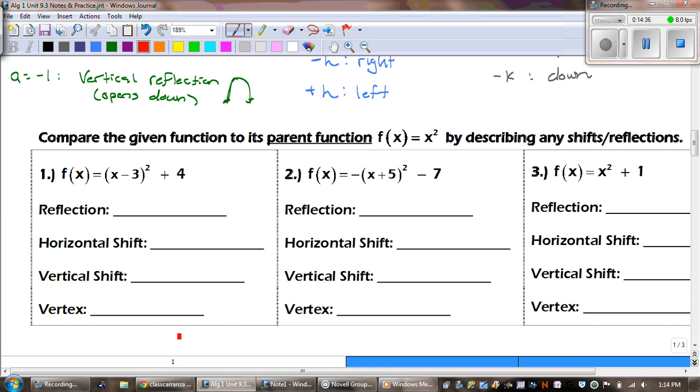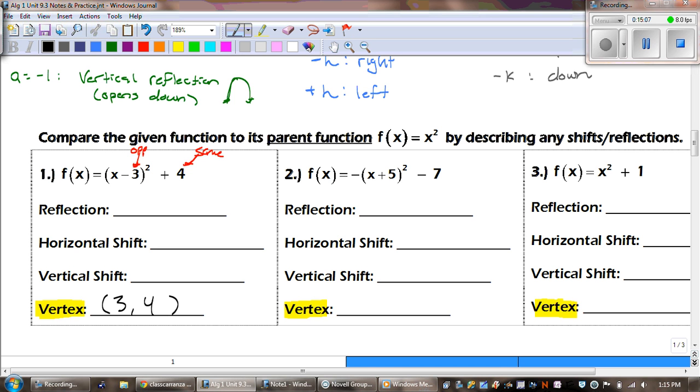So I know that the vertex is the most important thing, and for some reason it's on the bottom here, but that's always going to be the first thing we look at, okay? So our vertex for the first equation, for number 1, remember we take the opposite, and this stays the same. This is the last time I'm going to write this. Okay, so the opposite of -3 is 3, and the 4 stays the same.